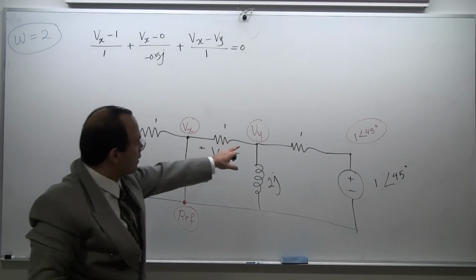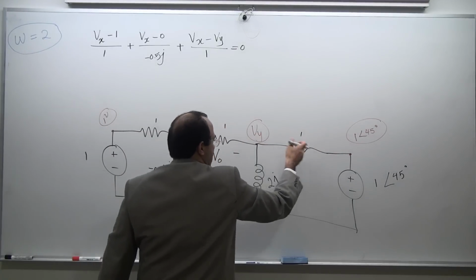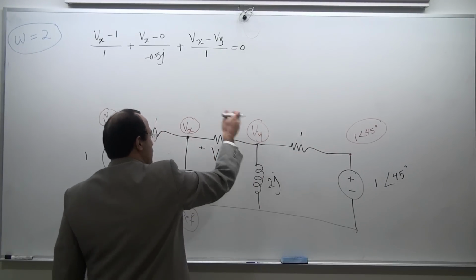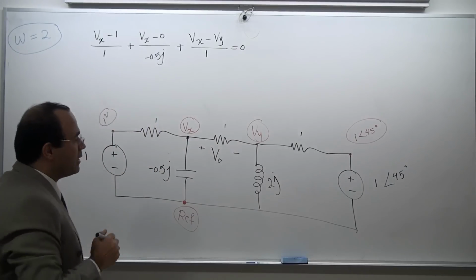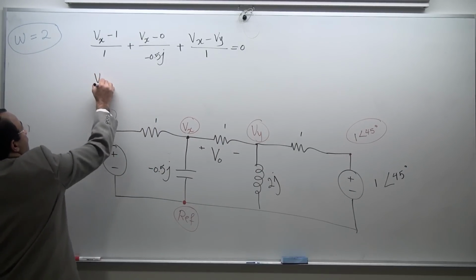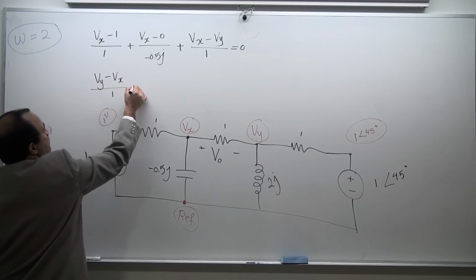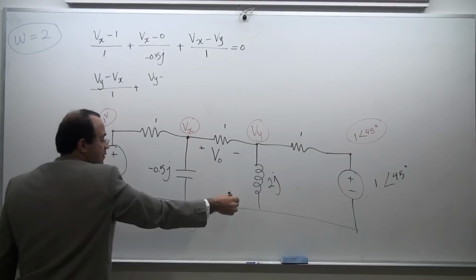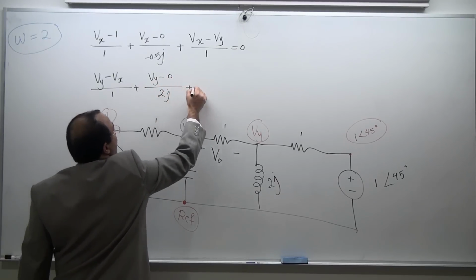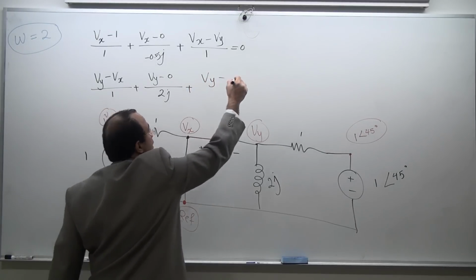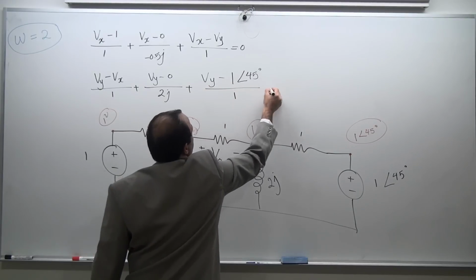Now I need to turn my attention to the next node. It's going to be Vy minus this divided by this, Vy minus 0 divided by this, Vy minus this divided by this. I have 3 components attached to this node, so I need 3 terms. So Vy minus Vx divided by 1, Vy minus 0 divided by 2j, and then Vy minus 1 angle 45 degrees divided by 1 equals 0.